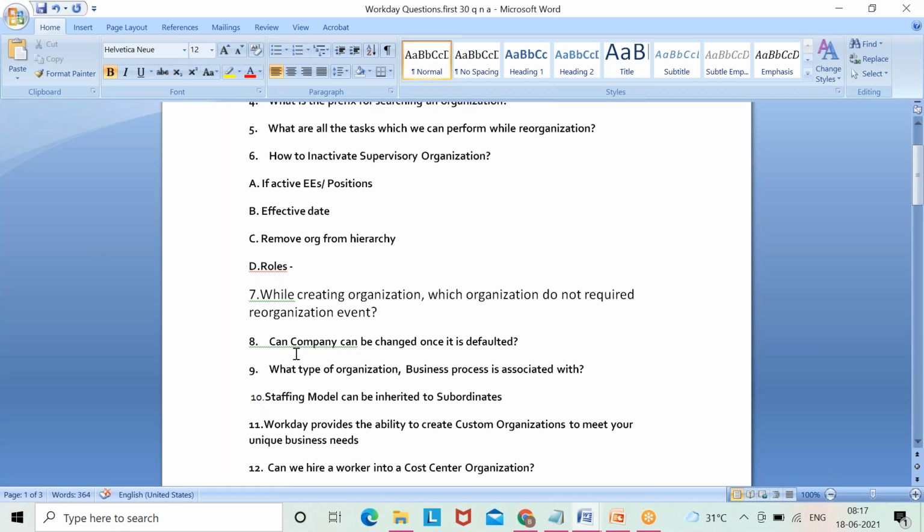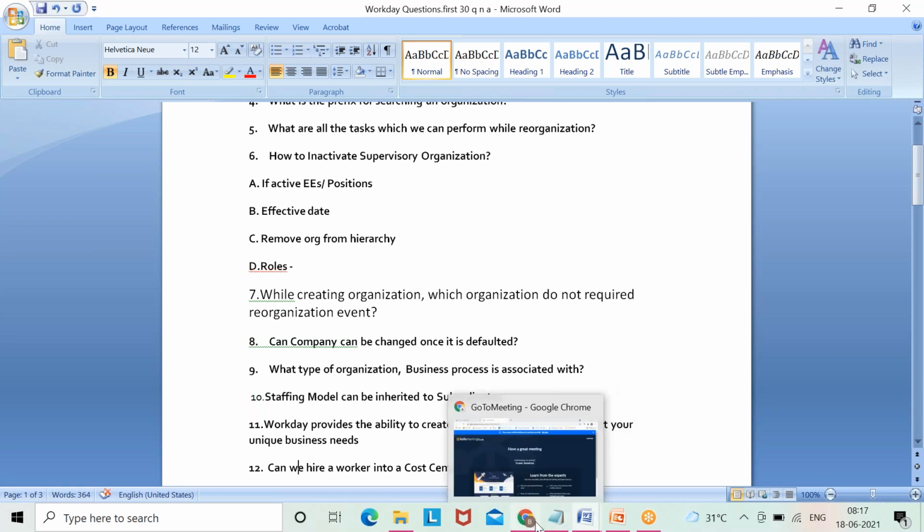It should be, right? Yes, you can change. Though it's defaulted, you can change it at any given time.